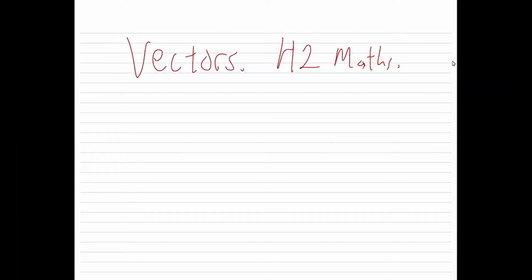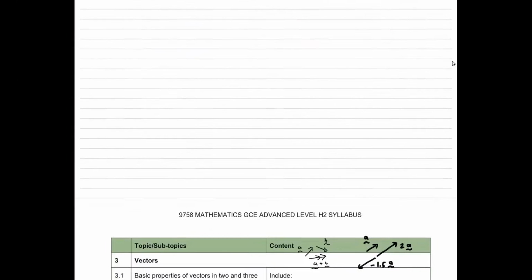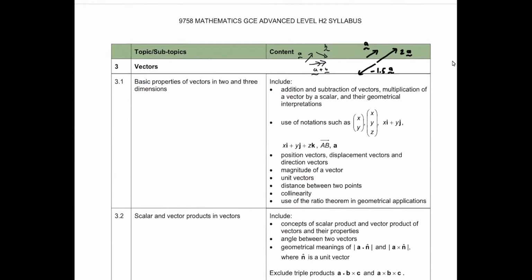Okay, vectors H2 Maths. We're going to start from the beginning, because I think it's better if you start from the beginning in case you missed out anything. I prepared some notes. I'll send this to you later. I'll be annotating it. Let's take a look at the syllabus first.